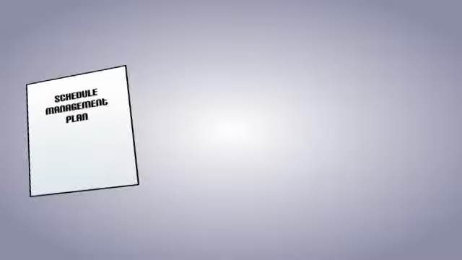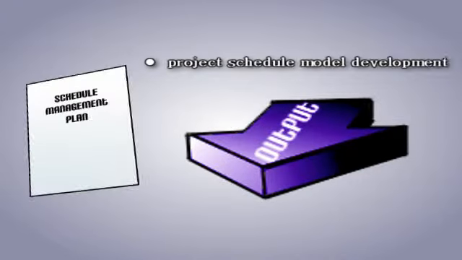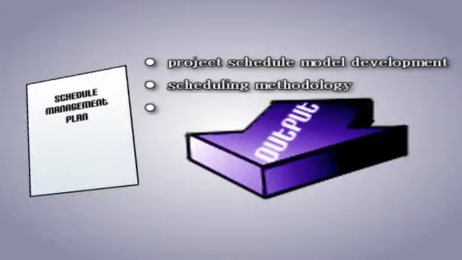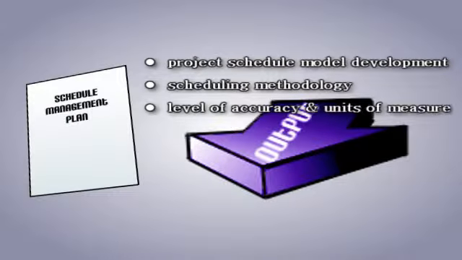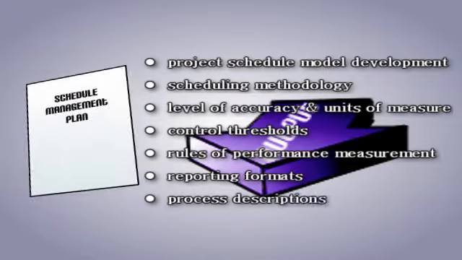The schedule management plan is also the sole output from this process and includes the following: project schedule model development, scheduling methodology, level of accuracy and units of measure, control thresholds, rules of performance measurement, reporting formats, and process descriptions.